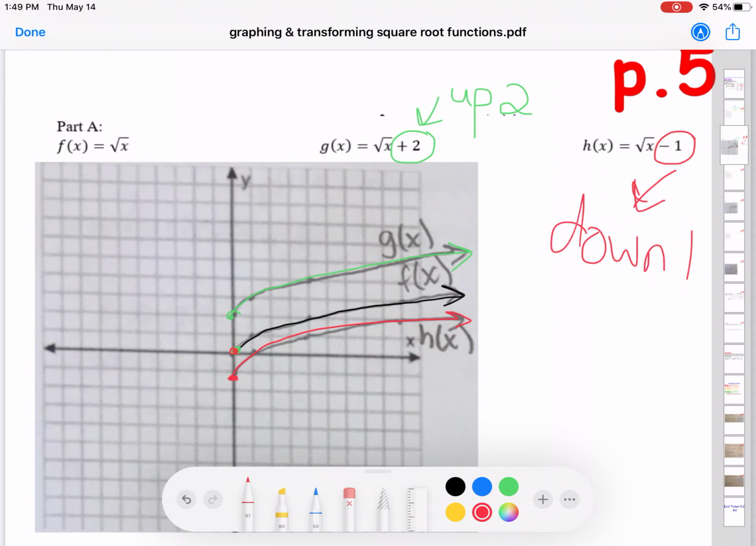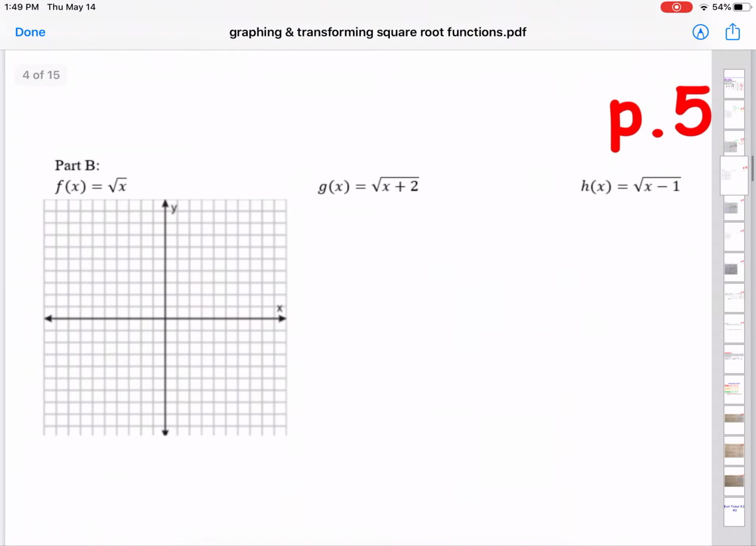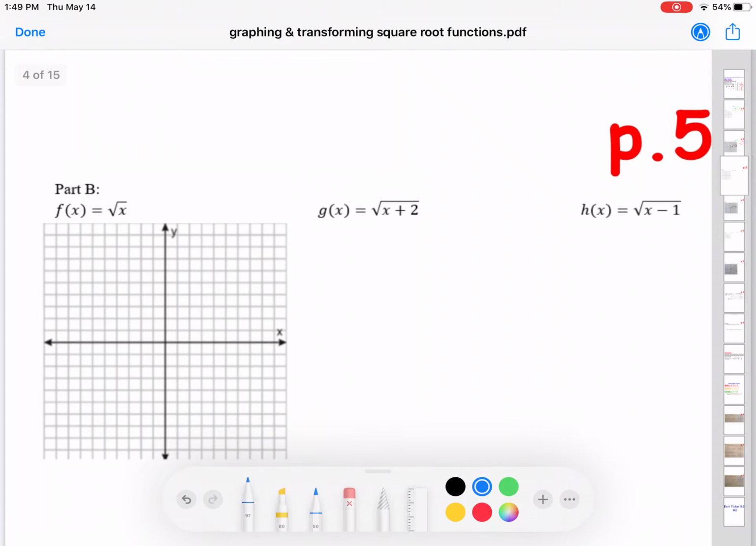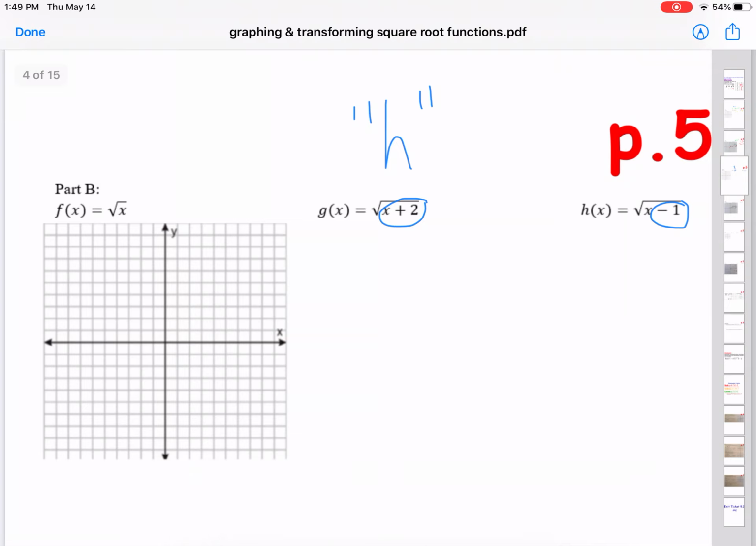1 unit. So just as with all of our other parent functions, we know that adding a value of k on the end moves the graph up, subtracting a value of k moves the graph down. Let's take a look at activity B. For activity B, we're going to be seeing what happens when we change our h value, or a number inside of that square root symbol, underneath that square root symbol.